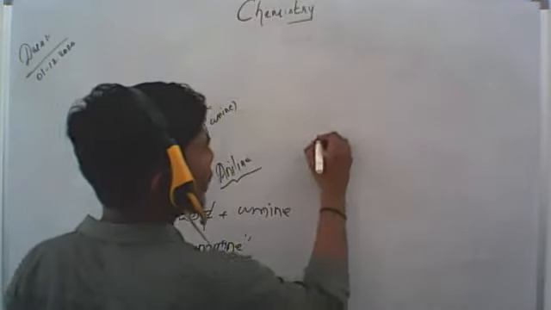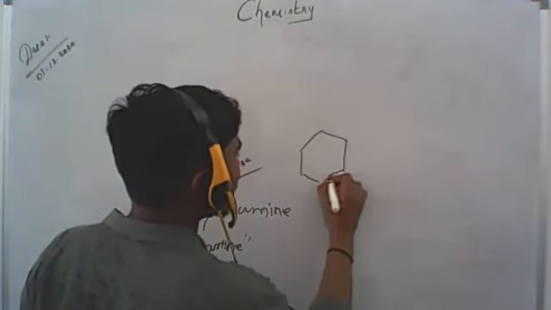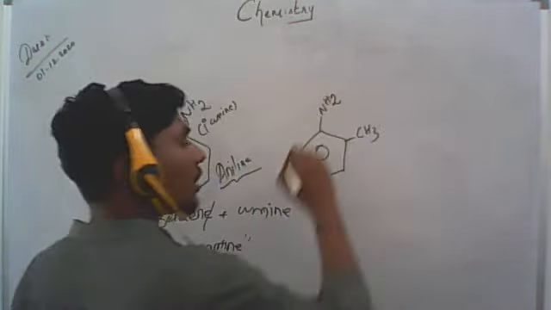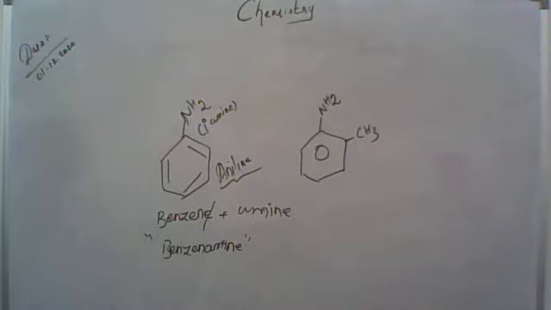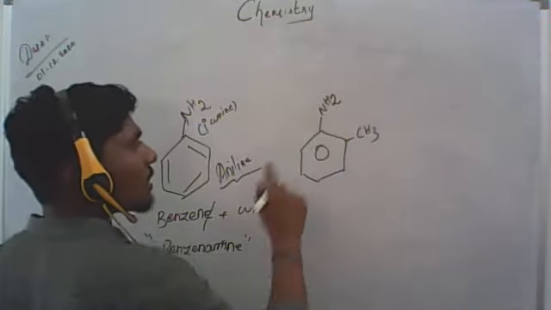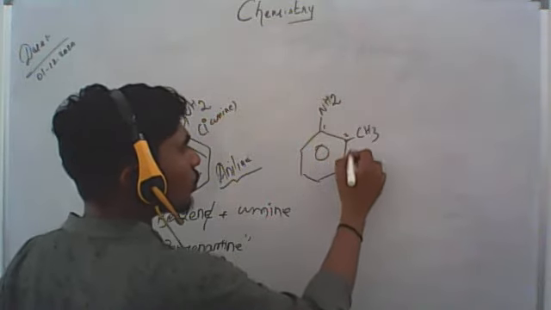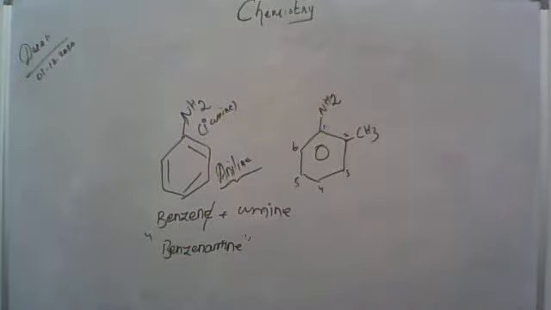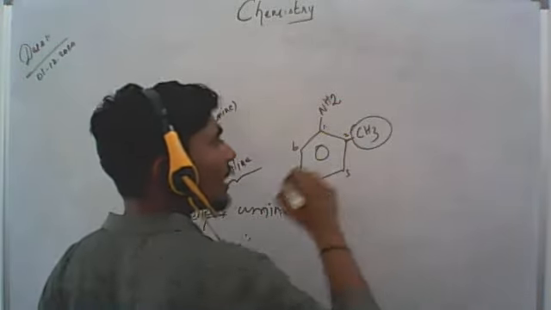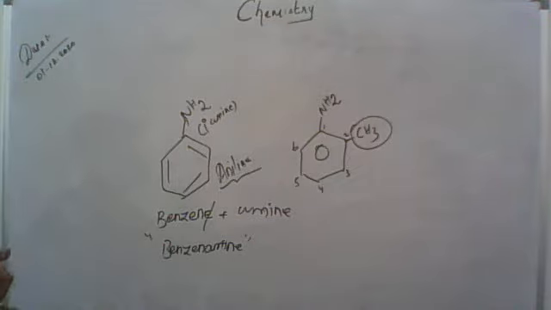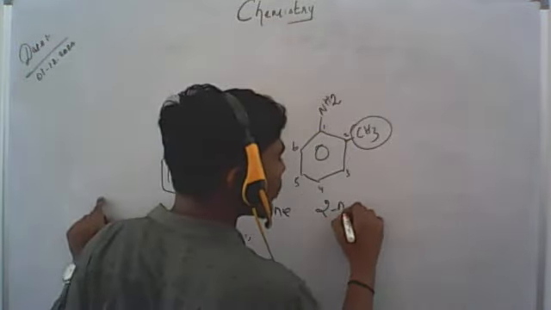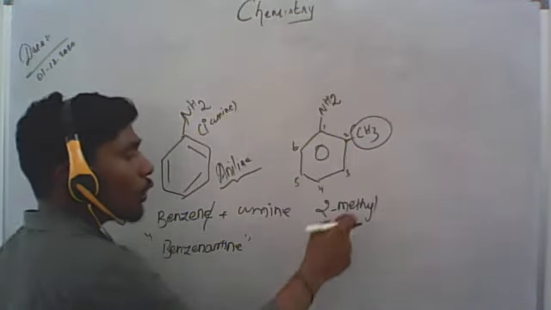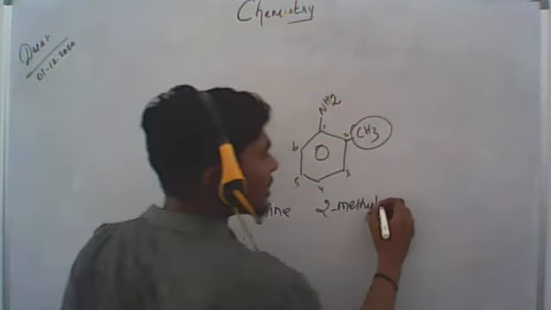Next, give the IUPAC name for this compound. NH2. What is the functional group? Amine is the functional group. What is the position of amine here? 1, 2, 3, 4, 5 and 6. So that is the position of the functional group. At the second position a methyl is present here. It is a substituent group, so it is a 2-methyl, and benzenamine.